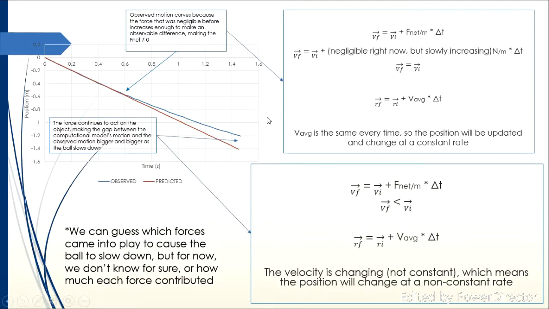The observed motion curves because the force was negligible before, so it didn't really make an observable difference until it hit this point. So if we plug it into the equation, we can see that until this point, we can safely assume that, similar to the computational model, the final velocity equals the initial velocity, and that the position will update and change at a constant rate.